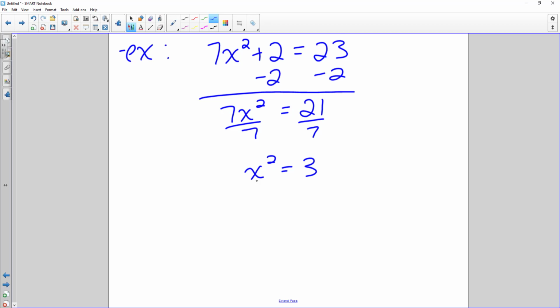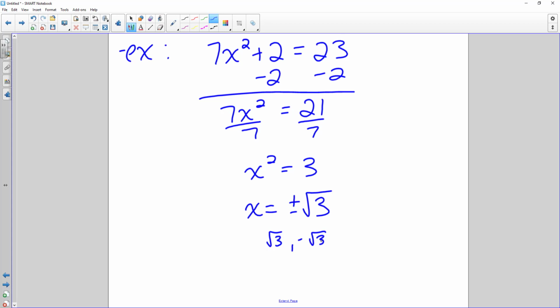Now that I got the x squared completely alone, dividing by the coefficient as well, if I take the square root of both sides, I'm going to get x equals plus or minus the square root of 3. This means a positive square root of 3 and a negative square root of 3.